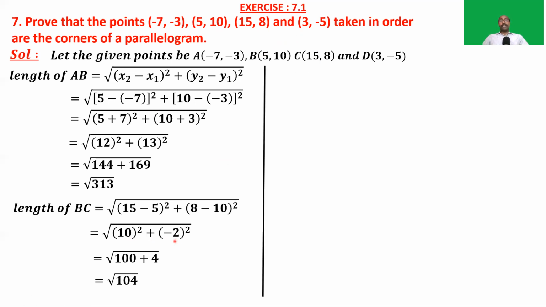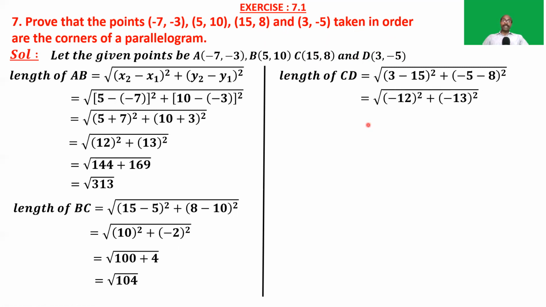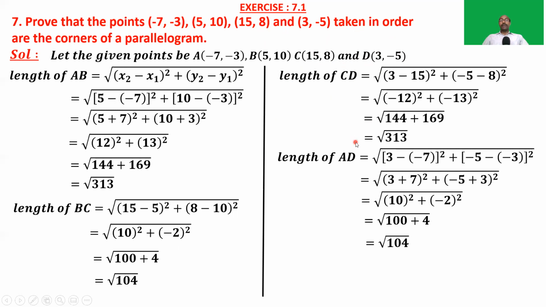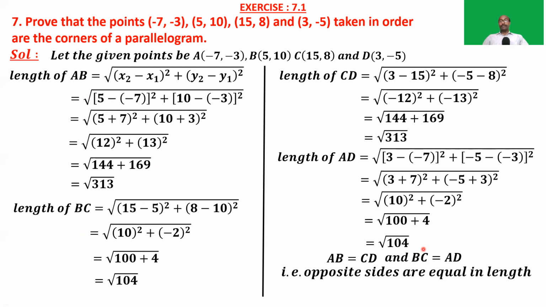Now length of CD. CD is the square root of (3 - 15) whole squared plus (-5 - 8) whole squared. That is, the square root of (-12) whole squared plus (-13) whole squared, which is equal to root 313 units. Again, length of AD. Length of AD is, as usual, root 104 units. And we can observe that AB = CD and length of BC = length of AD. So the given points form a parallelogram.